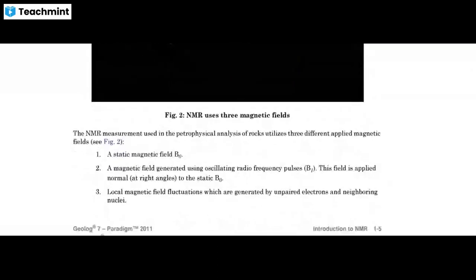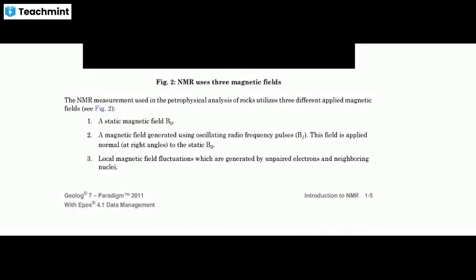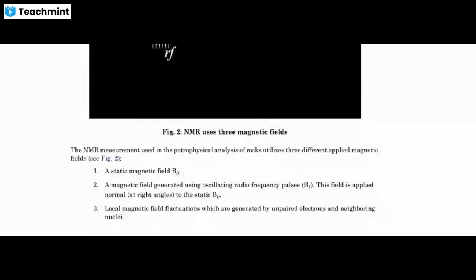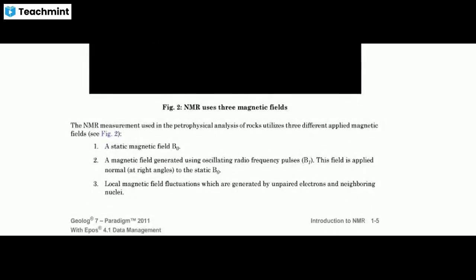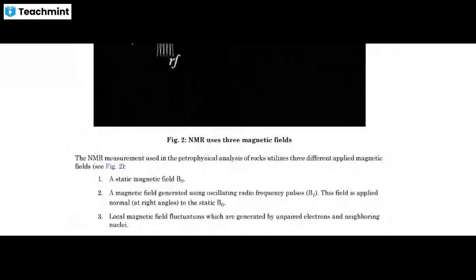What are they? The NMR measurement used in petrophysical analysis of rocks involves three different magnetic fields. You can see in the diagram the static magnetic field, B0, and the magnetic field generated using the oscillatory radio frequency pulses, B1. This field is applied normal to the static field B0. Then there are the local magnetic field fluctuations, which are generated by unpaired electrons and neighboring nuclei. You can see here the neighboring nucleus.